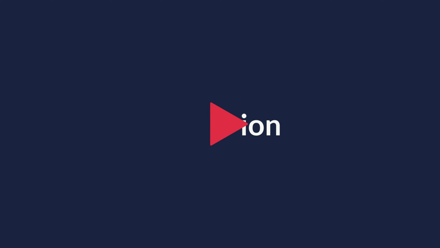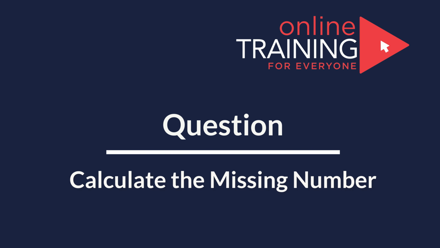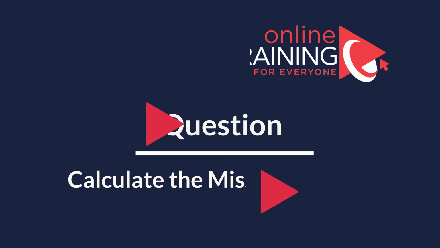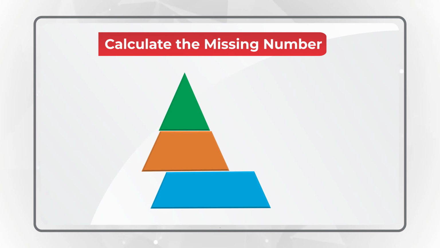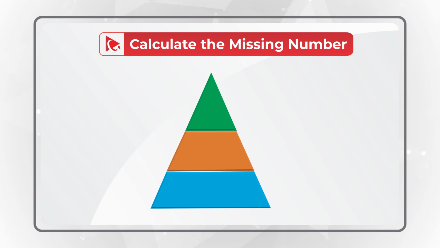Here's an amazing question to test your analytical skills. You need to calculate the missing number. You're presented with a triangle, which is split into 3 equal or almost equal parts. At the bottom of the triangle, on each side, you see numbers 8 and 2. In the middle section of the triangle, you see numbers 4 and 6.